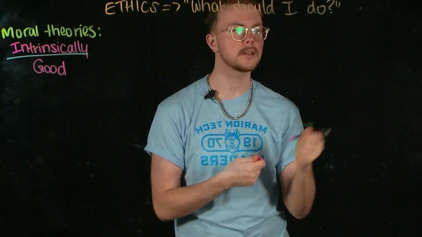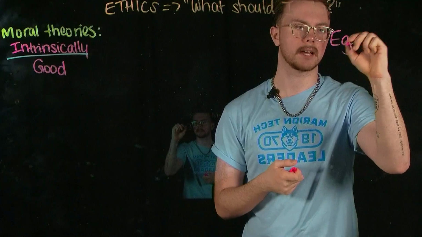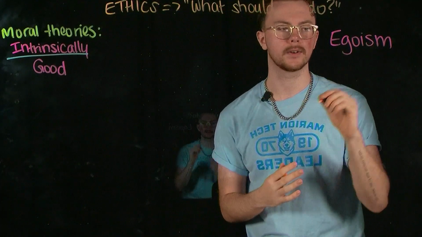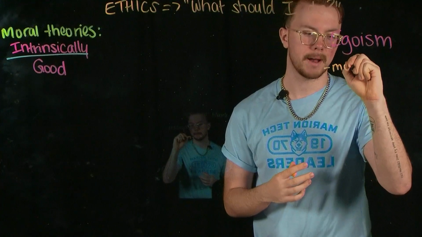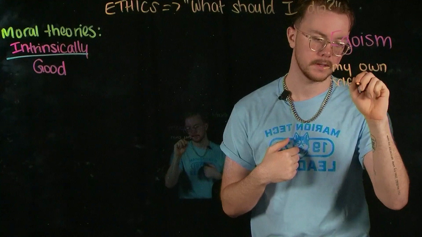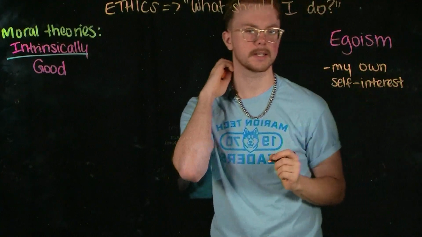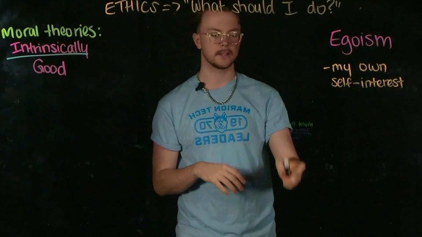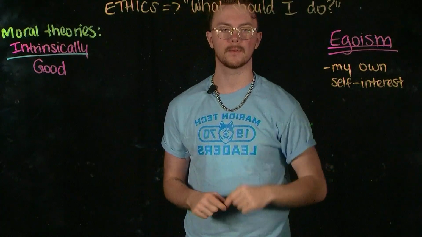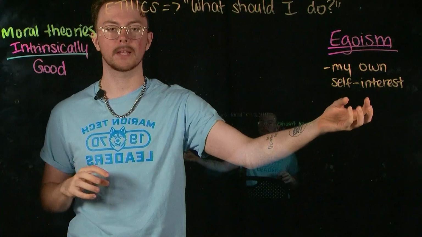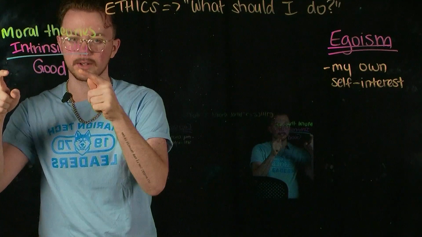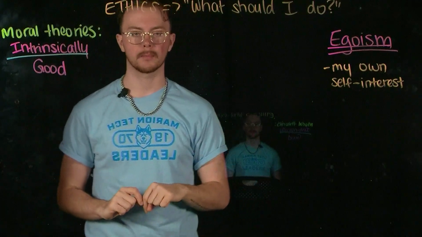So now we turn to egoism, which is the subject of this lecture. Egoism identifies the intrinsic good as my own self interest. So let's look at this at work. Egoism is the theory that I should do whatever is in my own self interest. My own self interest, according to egoism, is intrinsically good. How does that work in practice?